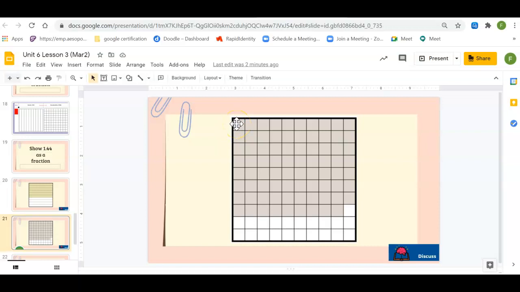So we've got 10 in this row. That's 20, 30, 40, 50, 60, 70, 80. But this one's not all the way in, so we have to take away 1. That means 79. 79 out of 100. So this is 79 hundredths. So 79 hundredths is what's shaded in here. That's going to be 0.79 for this one.